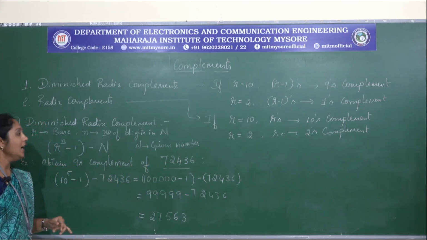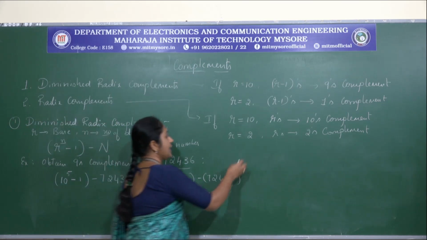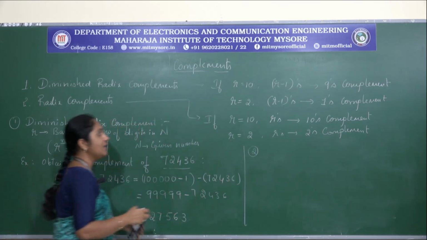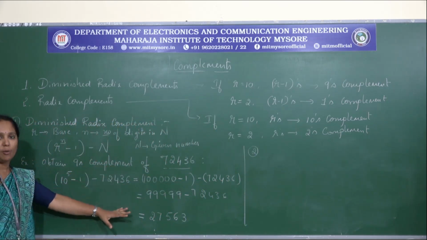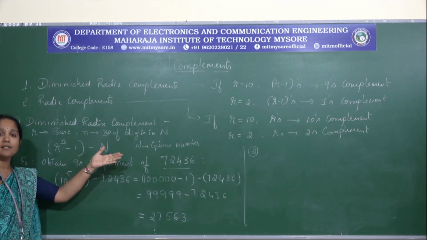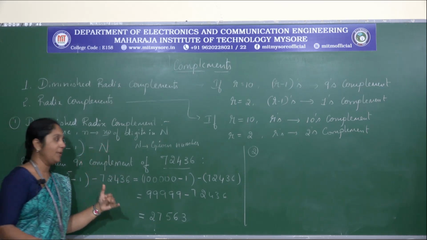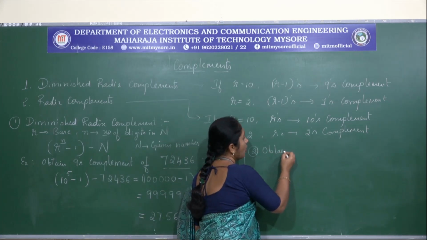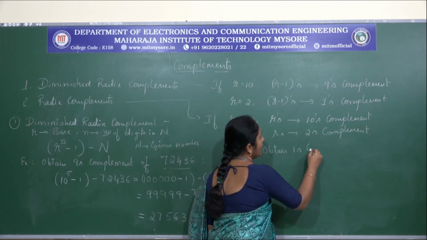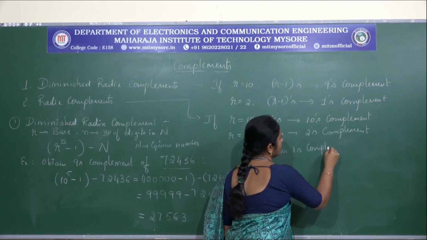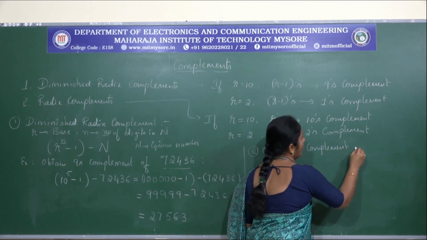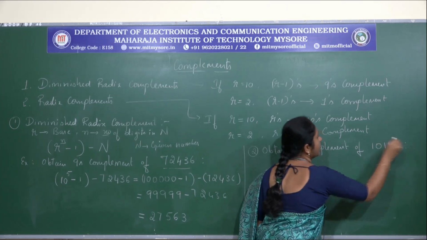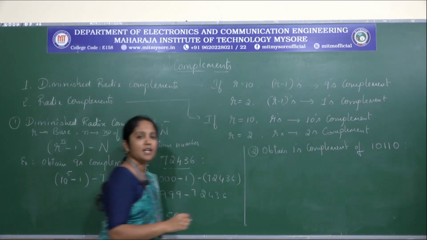9's complement of 72,436, okay. And now let me consider another example, but I am going to consider the second example in binary, because we have learned how to obtain 9's complement. Now we need to understand how to obtain 1's complement, okay. So let us consider the question: obtain 1's complement of 10110. Let me consider this is the given sequence, okay.